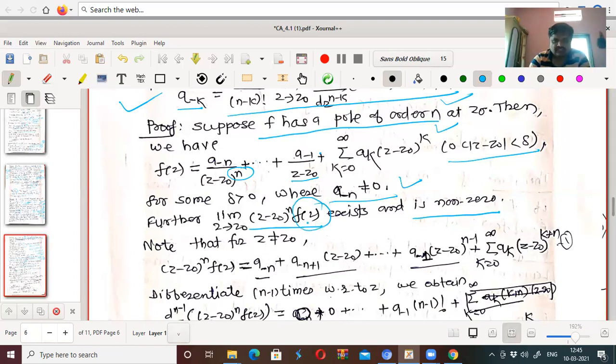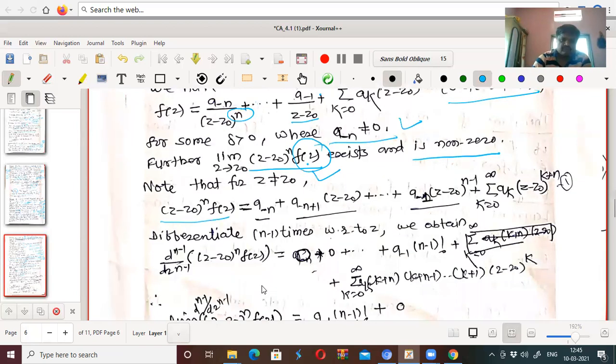Note that for z not equal to z0, (z minus z0) to the power n times f of z is like this: a minus n, then a minus (n minus 1), therefore a minus n plus 1, and so on. This will be there. Now we will differentiate this, multiplying f of z by (z minus z0) to the power n. We will get this term.